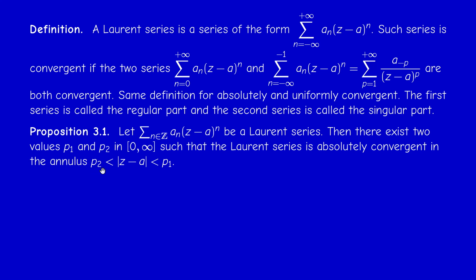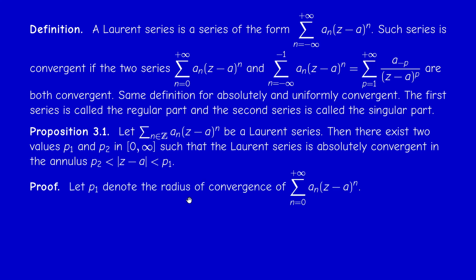If I take P2 equals 0 here, it's possible that P1 equals plus infinity and P2 equals 0. It's possible that this annulus is empty, because if P2 is bigger than P1, it's empty. And I will give you an example shortly. So a Laurent series possesses what we call an annulus of convergence, which is possibly empty, or the whole complex plane without a.